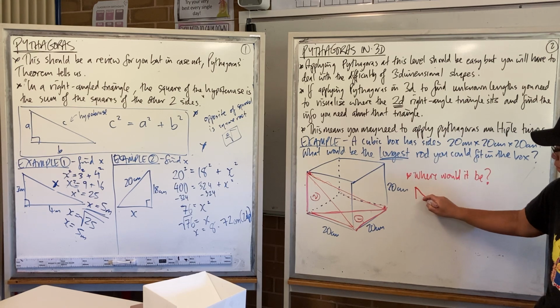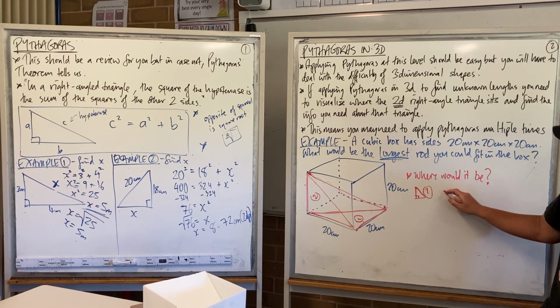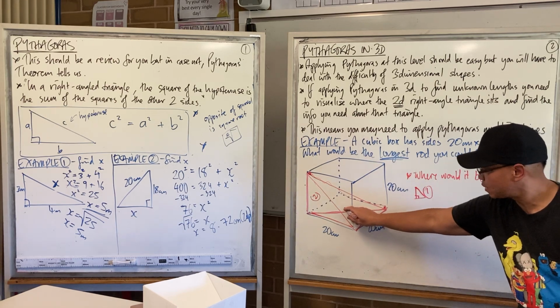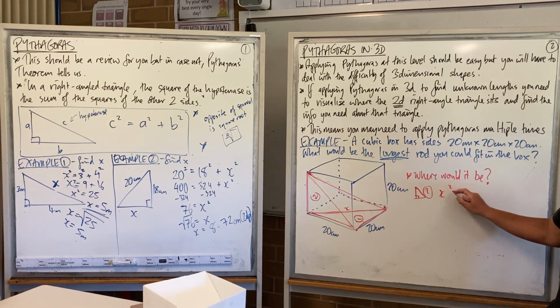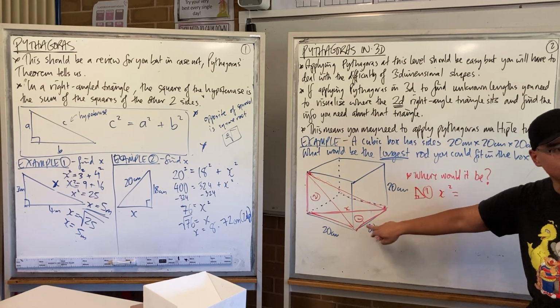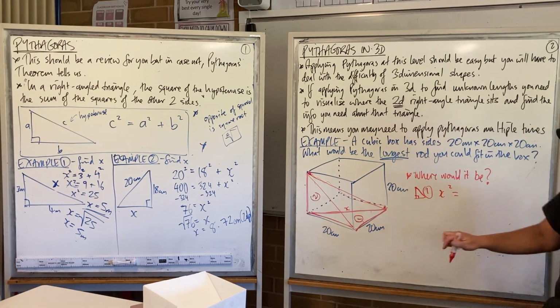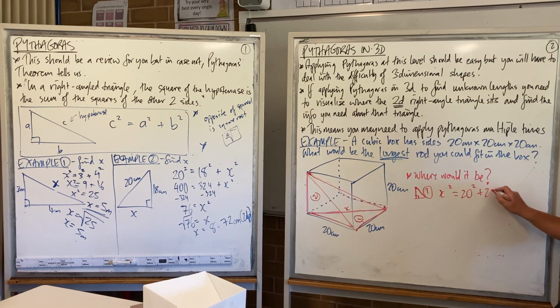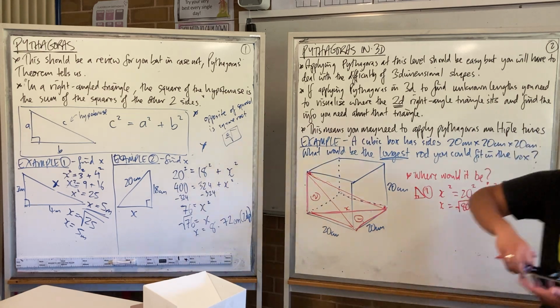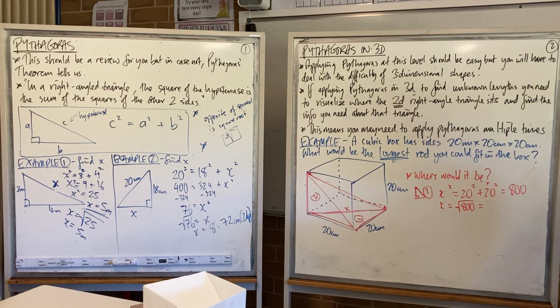Triangle 1, let's call that x. x squared equals, how long is side A, how long is side B in triangle 1? They're both 20, so it's 20 squared plus 20 squared. That's 400 plus 400, 800. What's the opposite of squaring something? Square root. So x is the square root of 800, which is not a nice number. Square root of 800 is 28.28 to 2 decimal places.